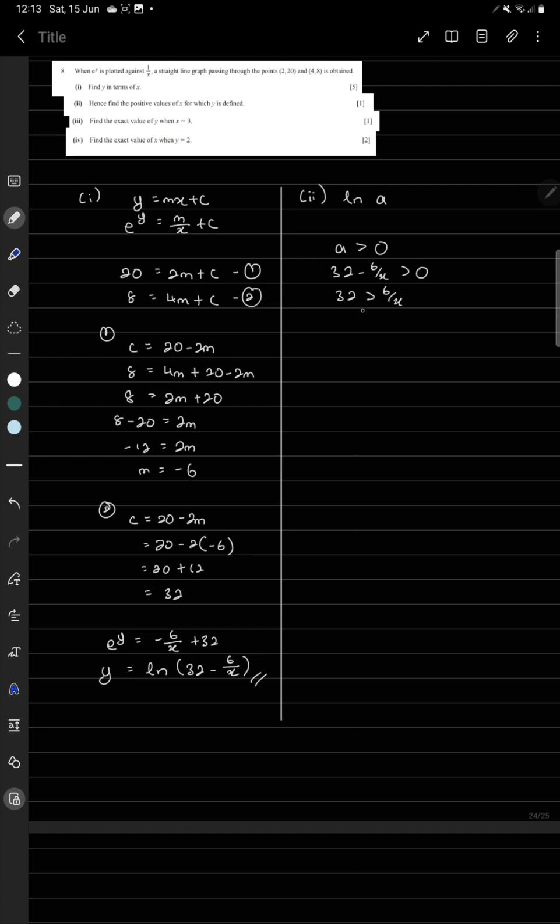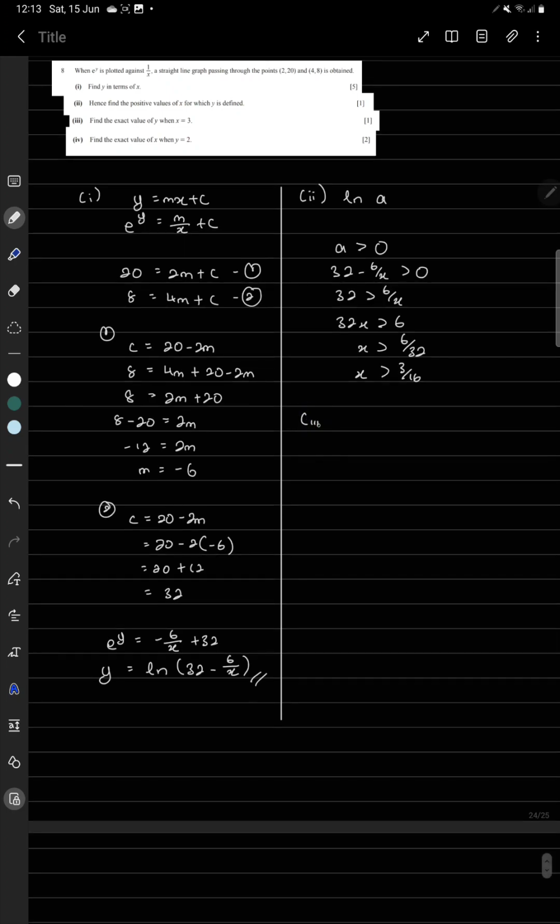No, I'm not going to swap it yet. Cross multiplication will give 32x more than 6. Then you want to make x the subject. That's going to be 6 over 32. And when we simplify this, we are going to get x is more than 3 over 16. Yeah? So let's move on to part 3 now.